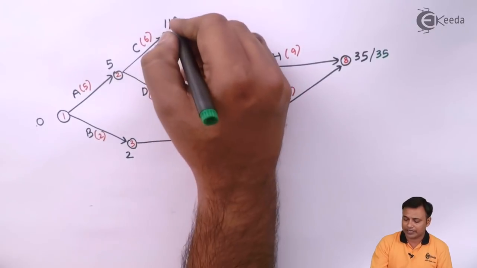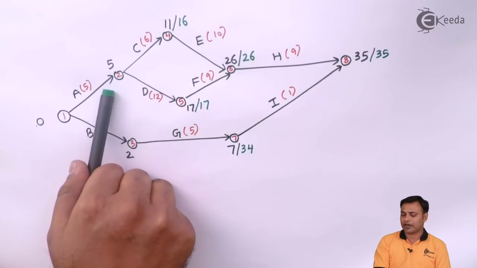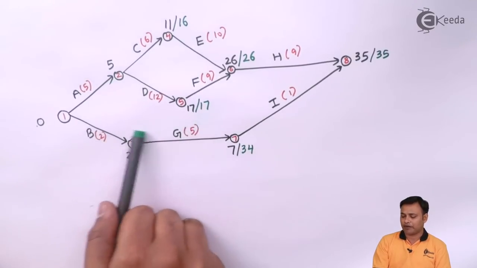26 minus 10. Number 2 is a burst activity. I can come back from 4 to 2. I can come back from 5 to 2.